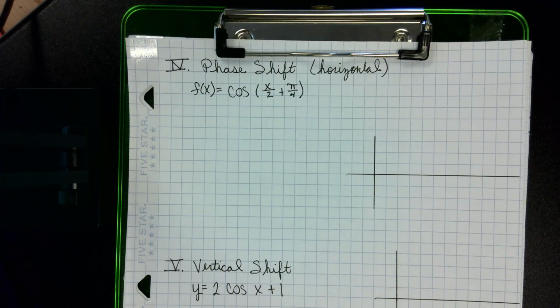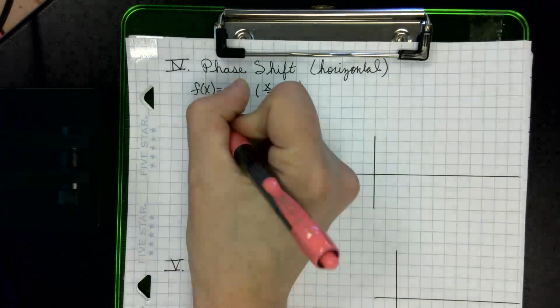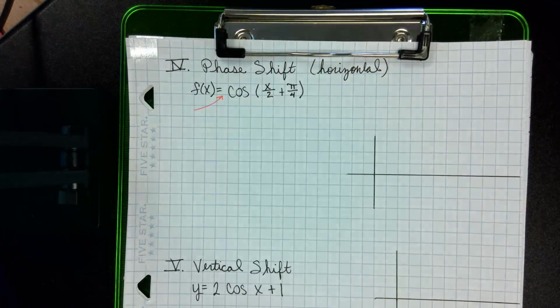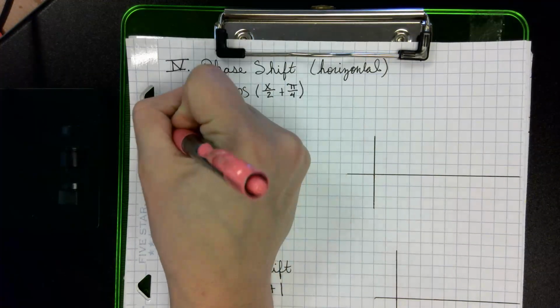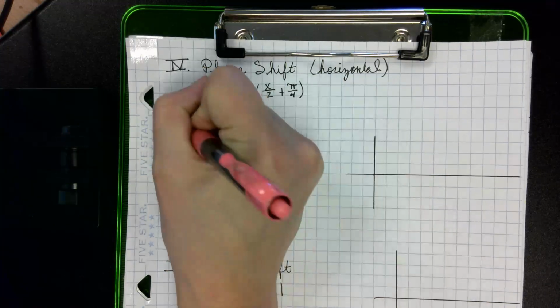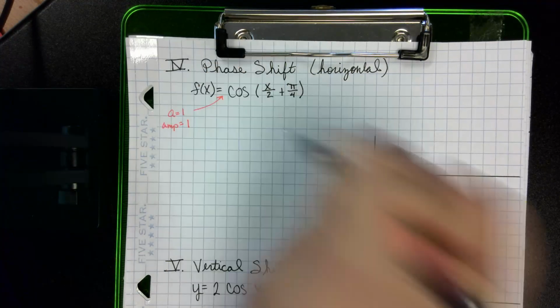All of these we start the same way. Start by looking for the A value and the B value. The A value on this one is super easy because there's nothing in front of cosine, so that means it's a 1. So A equals 1. So the amplitude is the absolute value of 1, which is 1.